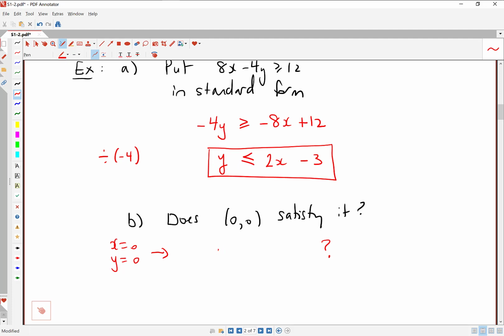Our inequality would read 0 is less than or equal to, and when we plug x equals 0 in here, the right side becomes negative 3. So we're asking the question, is 0 less than or equal to negative 3? And the answer is no. So that means the point 0, 0 does not satisfy that inequality.